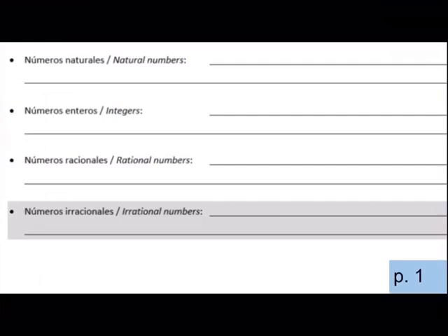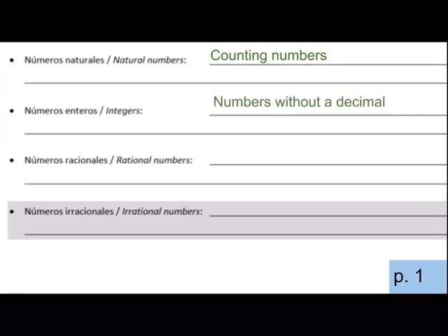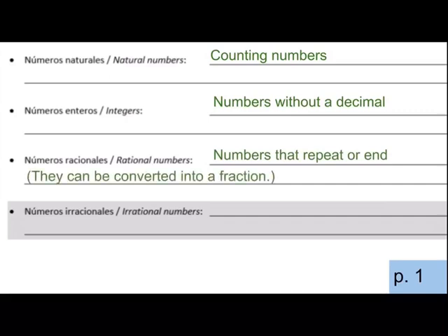What are natural numbers? Natural numbers are counting numbers. What are integers? Numbers without a decimal. Rational numbers? Numbers that end or repeat. Irrational numbers, the opposite of rational numbers. Numbers that do not repeat nor end.